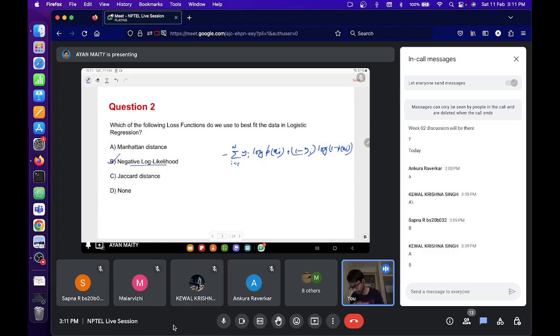Yeah, I think there is a minus before this. So this is the loss function that we use, negative log likelihood, and we try to find out the derivative of it, and in every iteration we update the coefficients based on that. So B is the right answer, negative log likelihood. Manhattan distance, Jaccard distance, we don't use these error functions, at least in logistic regression. Anyone has any doubts on this?